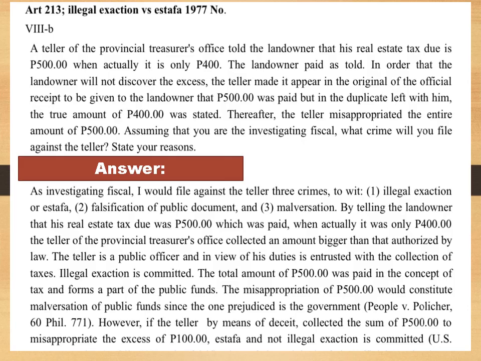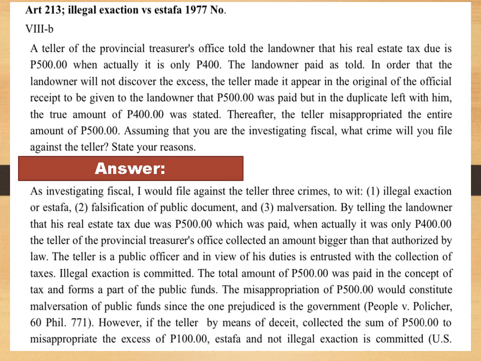Thereafter, the teller misappropriated the entire amount of 500 pesos, and assuming that you are the investigating fiscal, what crime will you file against the teller? State your reasons. So, there are 3 crimes na pwedeng i-file sa teller: illegal exaction, falsification of public document, and malversation. Pero we'll focus lang muna doon sa illegal exaction.